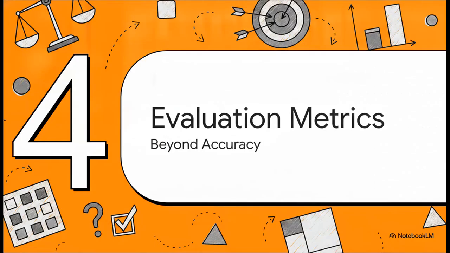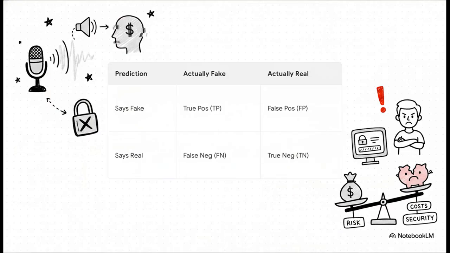Moving to Section 4, essential evaluation metrics, beyond accuracy. So how do we actually measure success beyond just basic accuracy? Well, the confusion matrix is the source of everything.